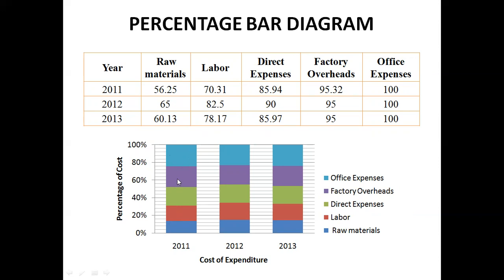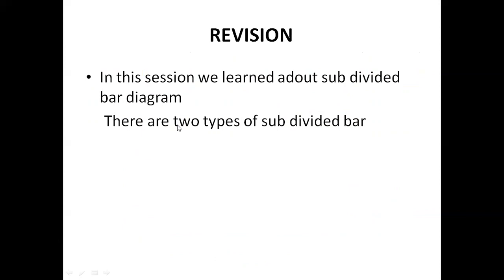Next, labor, and then factory, this is factory expenses. Next, direct expenses, labor, and then raw material. This way we are going to show. This is the raw material column, this is raw material, this is 56. So total length is 156, and then labor, that is equal to, this way we have to measure the total. So this is regarding the percentage bar diagram.